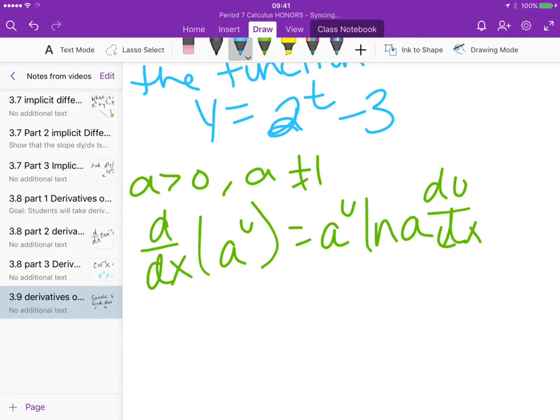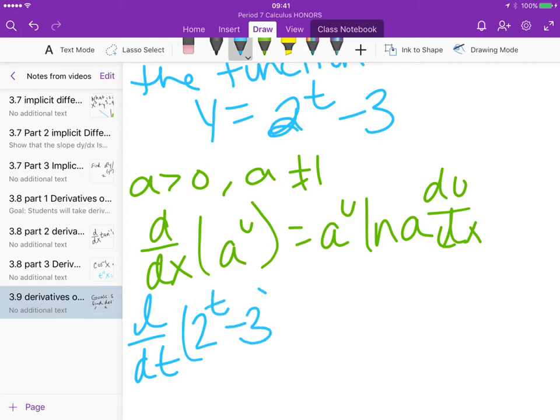So let's use this to find the derivative of 2 to the t minus 3 first and foremost. Finding the derivative, we want to find d/dt of 2 to the t minus 3. Well, what is this going to look like? We know for sure that 2 to the t is going to be that very first term, because that is just following our formula, a to the t. No pun intended. So we have 2 to the t.